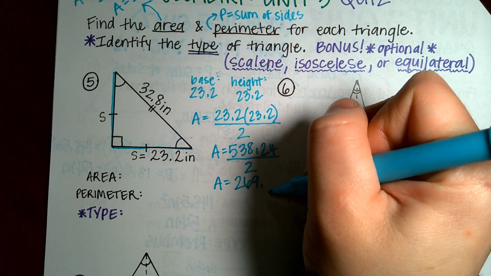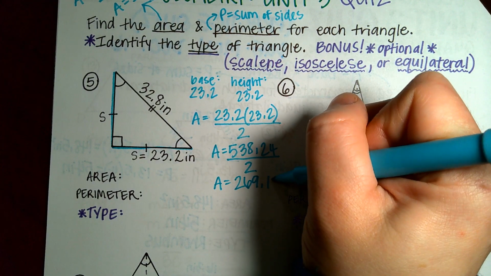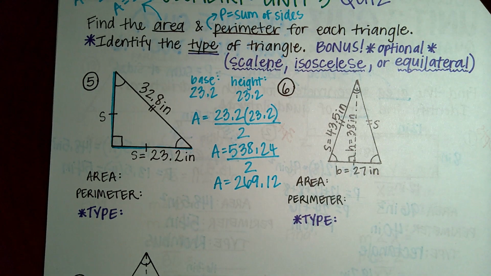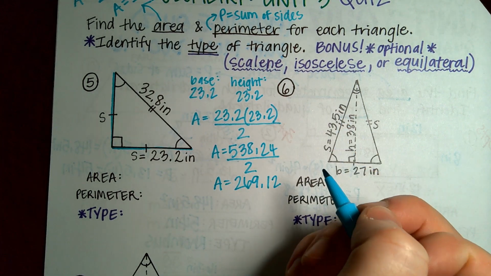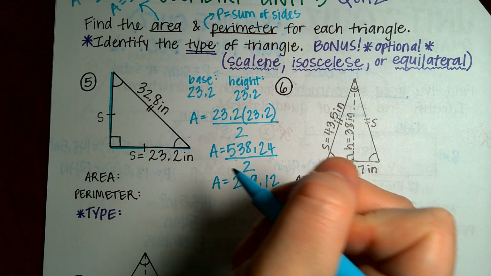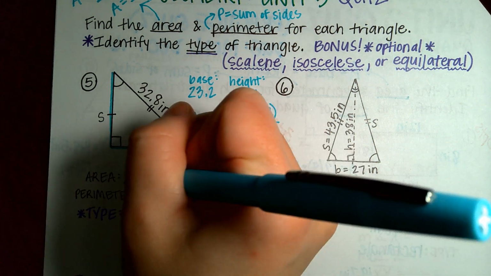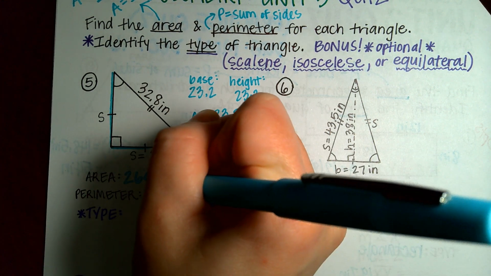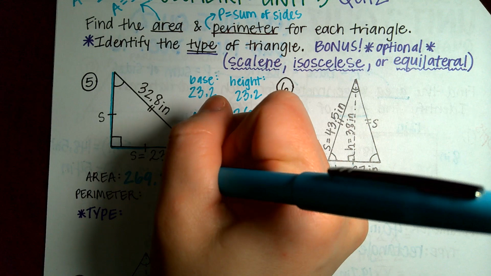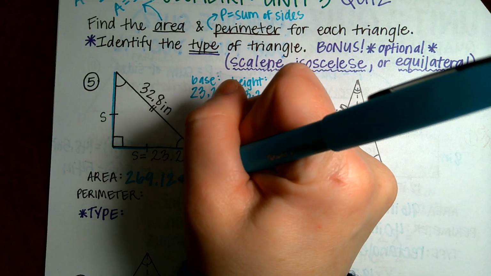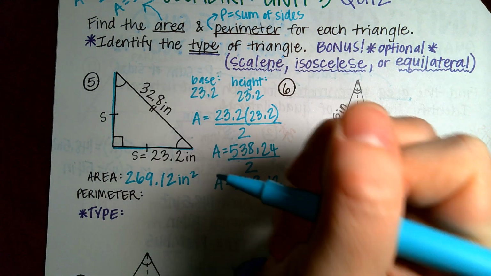And then I got 269.12 for my area. You guys get something similar? I got the exact same thing. Perfect. So 269, and let's not forget our units. Inches squared.